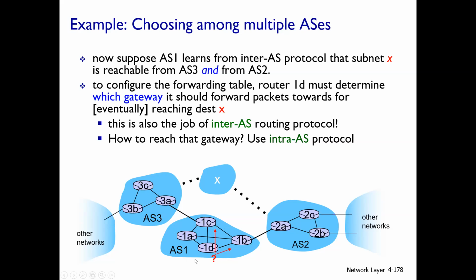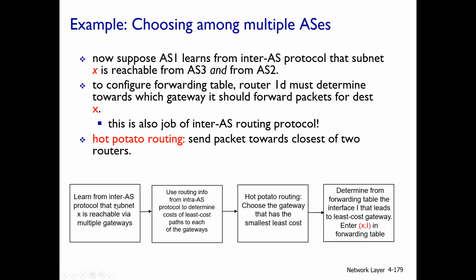But that decision is basically कि आपने इस AS के अंदर इन border routers तक कहाँ कैसे पहुंचना है, ठीक है? And that is going to be basically a decision based upon your intra AS protocol जो इस AS के अंदर चल रहा है, ठीक है? So you learn from the inter-autonomous system protocol that a particular subnet is reachable via multiple gateways. You use routing information from the intra-AS protocol, जो उसी AS के अंदर चल रहा है.